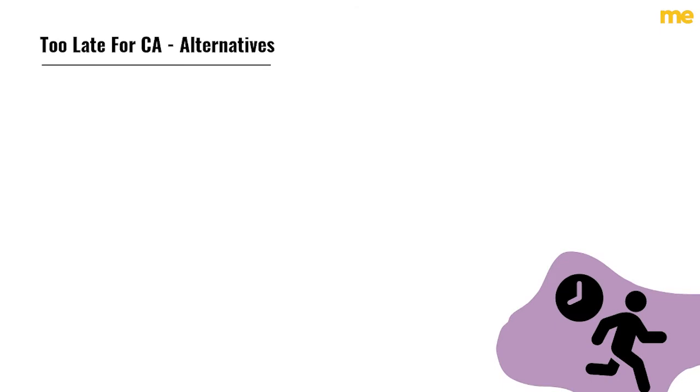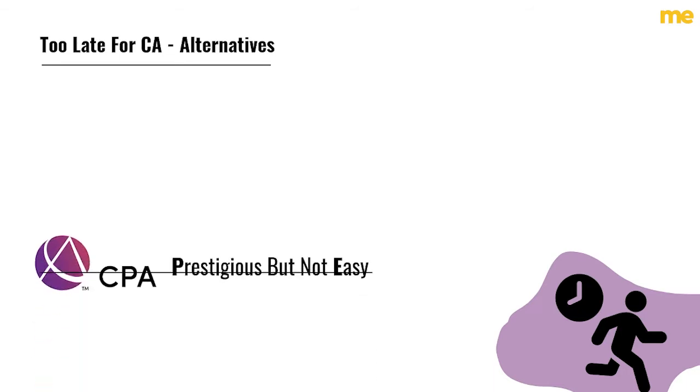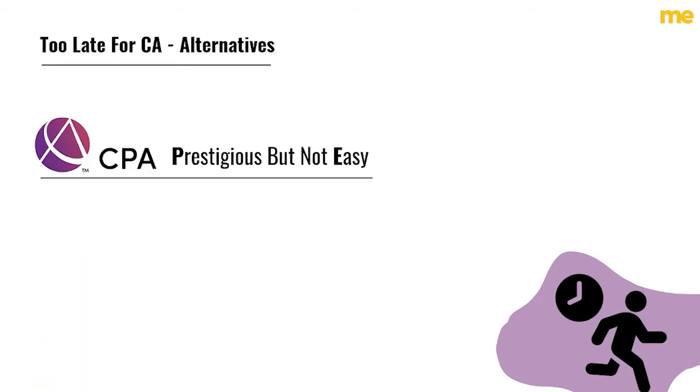In case you're too late for CA, a lot of candidates tend to realize that they want to do CA pretty late, maybe at master's level, or maybe they're already graduates, right? So if you still want to get into accounting, then the qualification that I'm going to suggest is not really an easy qualification, but yes, it is a very prestigious qualification. And the qualification that I'm talking about is CPA, right?